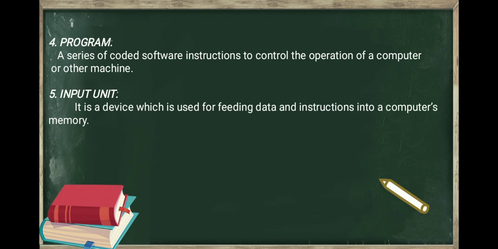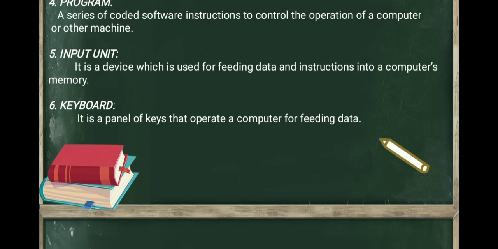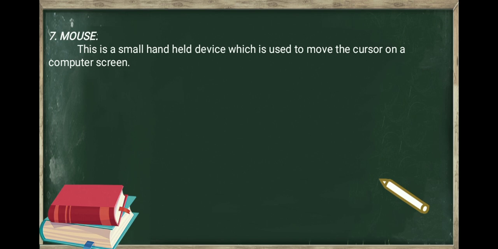Input unit and its types. Input unit. It is a device which is used for feeding data and instructions into a computer's memory. Types of input unit. Keyboard. It is a panel of keys that operate a computer for feeding data. Mouse. This is a small handheld device which is used to move the cursor on a computer screen.